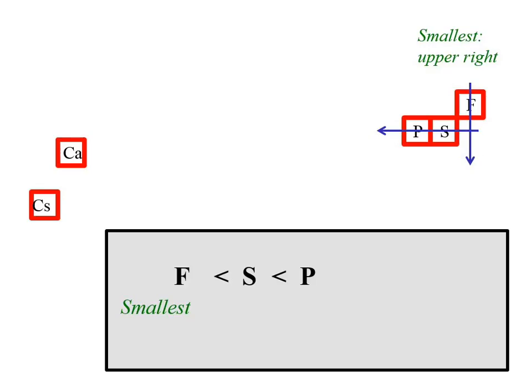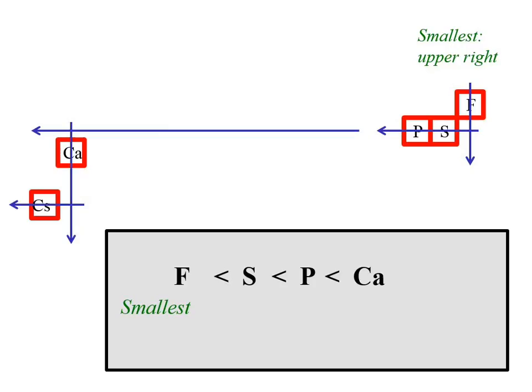But do you see where calcium actually is in the period after phosphorus and sulfur? So it's going to be larger than both phosphorus and sulfur. It's a whole period down. So then after phosphorus, we pick up calcium, and then after calcium, like you said, we pick up cesium. So cesium's our largest.